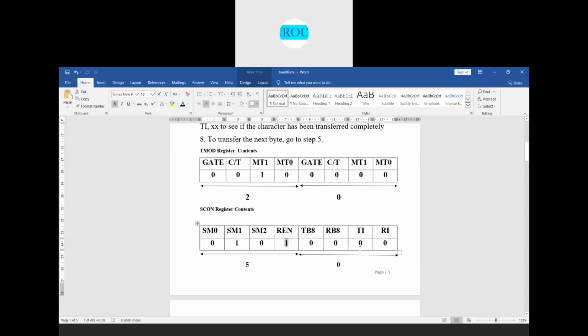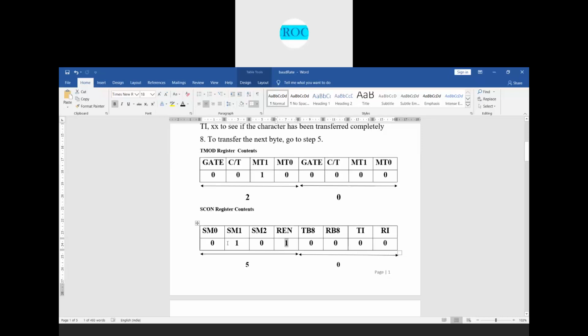Now these bits will be set depending on whether the transmitter is ready to transmit data. At that time this bit will be set to 1, and whenever serial data is received and placed into the SBUF register, at that point this receive interrupt flag will be set here, right?